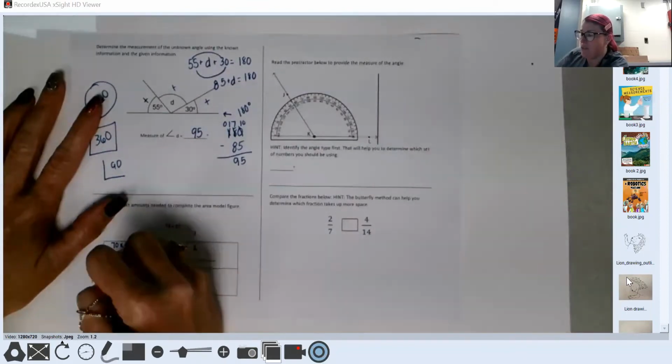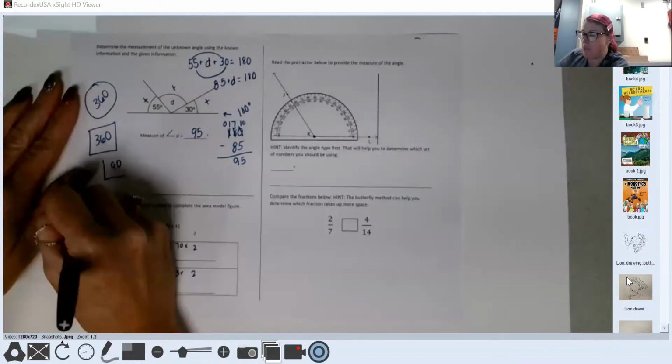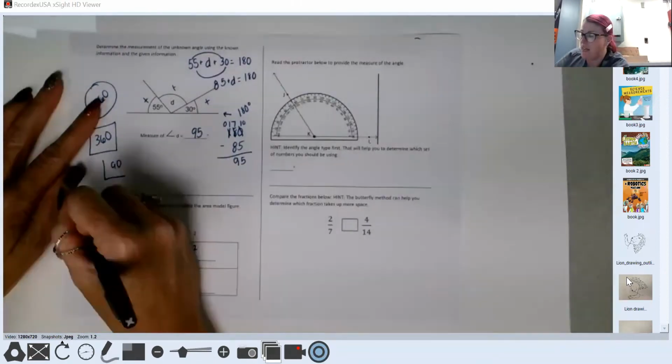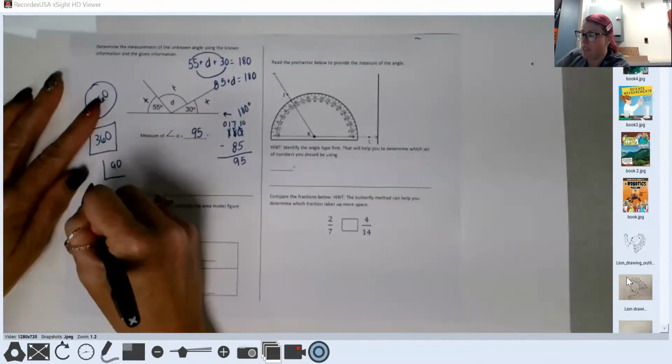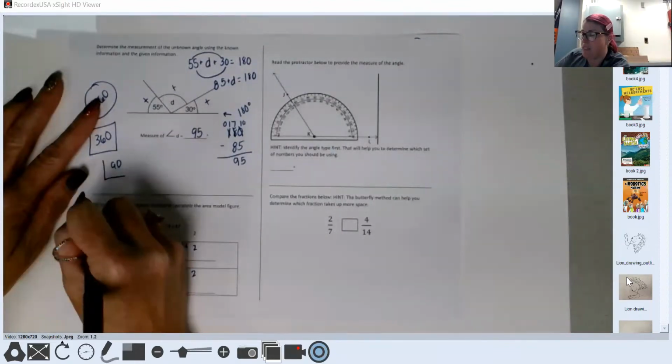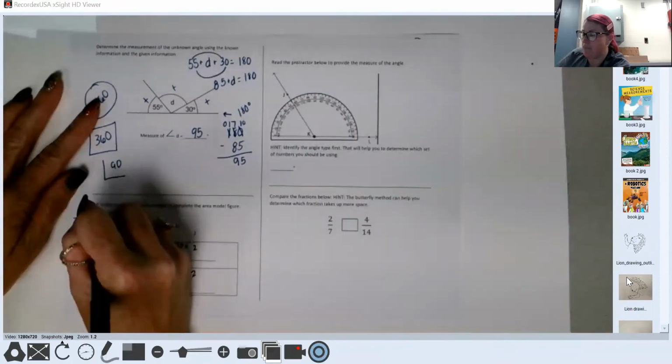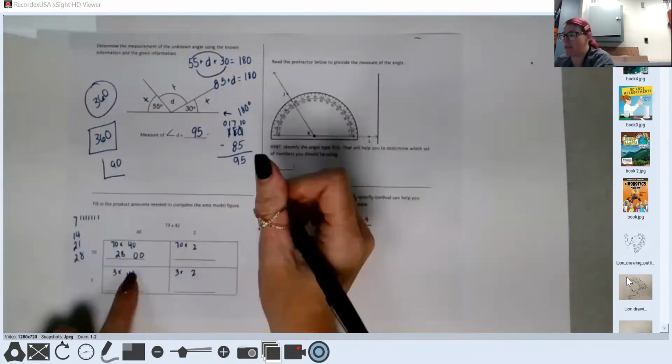4 times 7, 28. But if I didn't know that, I could count 7, 1, 2, 3, 4, 5, 6, 7, and do that 4 times. 8, 9, 10, and so on up to 28. So I know that's 2,800.